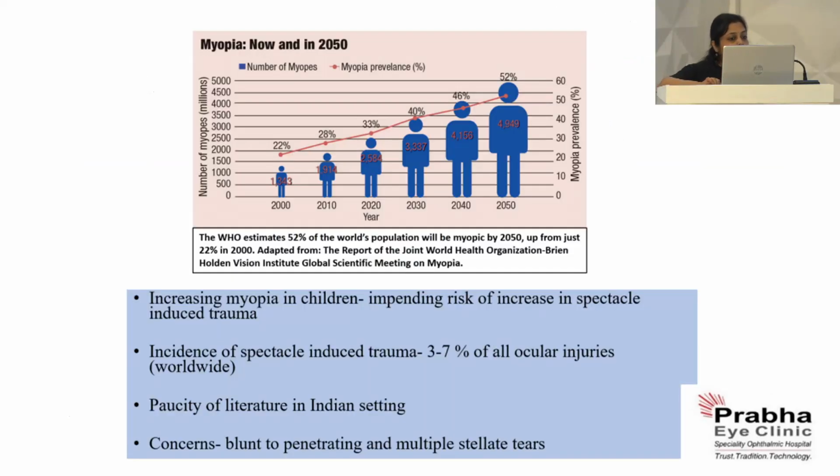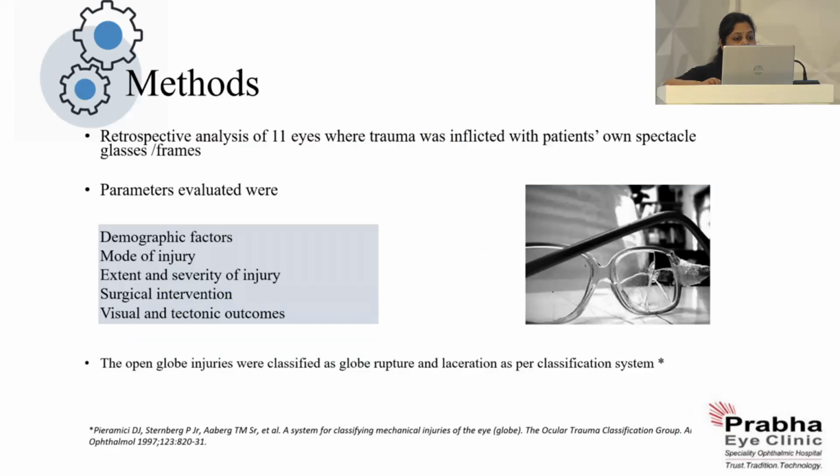WHO predicts that by 2050, around 52% of the world population will be myopic, and so there is an impending risk of increasing spectacle-induced trauma as well. At present, the worldwide incidence is around 3 to 7% of all ocular injuries, but there is a paucity of literature in the Indian setting. There are concerns with spectacle-induced trauma because it can convert a blunt trauma into a penetrating trauma and can induce multiple stellate tears at the same time due to shattering of glasses.